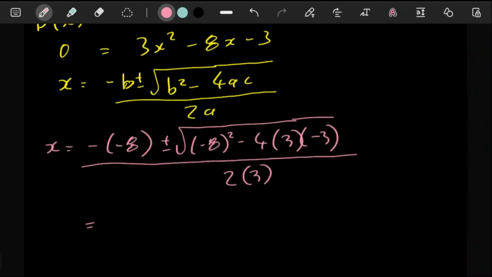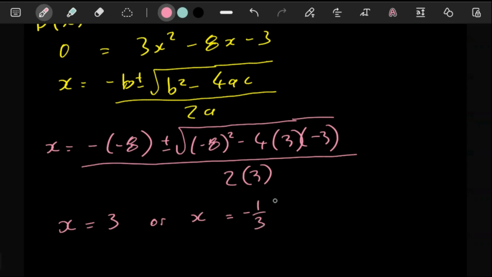Let us see. Negative 8, negative 8 plus the square root of negative 8 squared minus 4 times 3 times negative 3, over 2 times 3. X is equal to 3, or, what's the other one? X is negative a third.